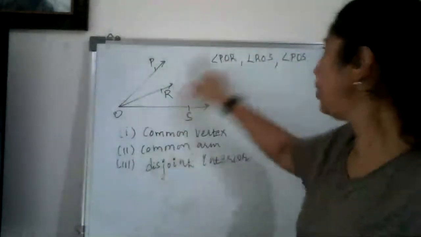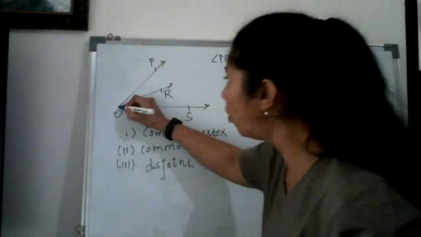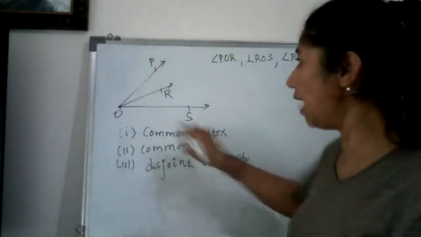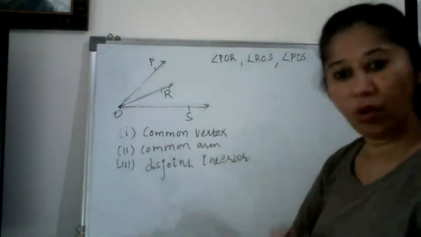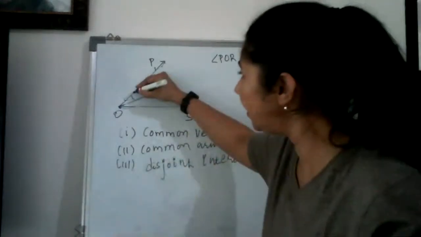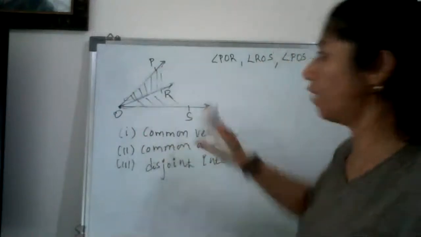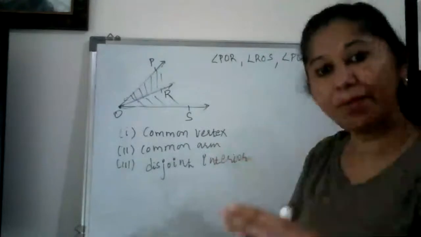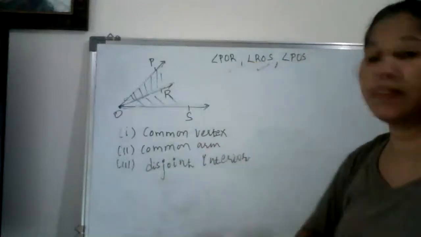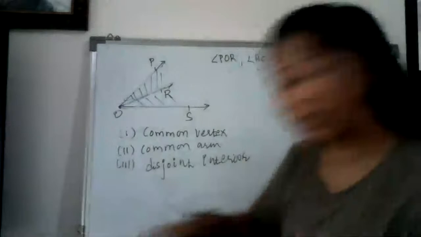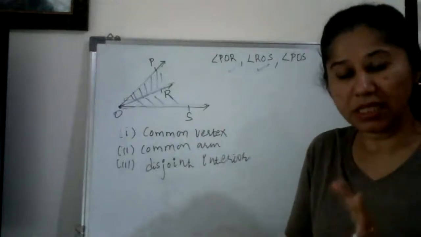Now, common vertex. If I take POR and ROS, look at these 2 angles. Common vertex O, so O is common for all 3. Common arm, yes, OR is common for angle POR and angle ROS. Whereas the third one, the interiors are disjoint. You could see this interior part of the angle, this is for POR, this is for ROS, and they are separated by the arm OR. Fine. So POR and ROS make the pair of adjacent angles. I hope this is clear to you.